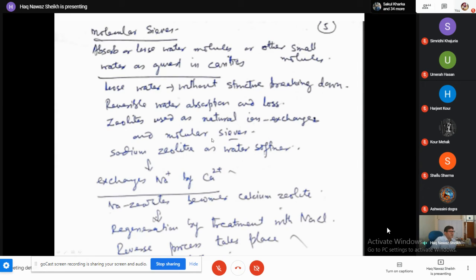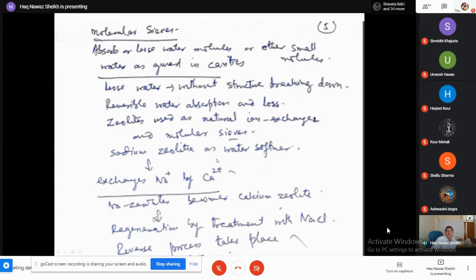They can be used to separate different gases, a mixture of gases, because certain gases will be allowed to go into those channels, and other molecules, certain gases, will not be allowed, depending upon the size of the channel and the size of the gaseous molecule.